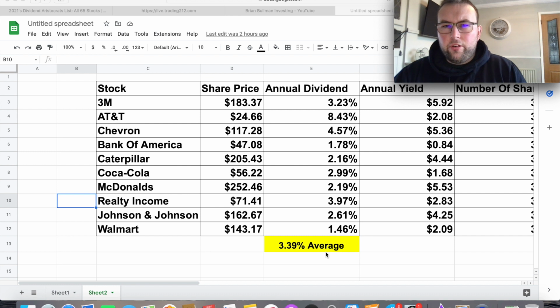Now again, that will vary a lot depending on what stocks you pick. Obviously, some stocks pay higher dividends than others. Again, we'll go through that later on, but for the purpose of this demonstration, we have an average yield here of about 3.39% annual dividend payments.